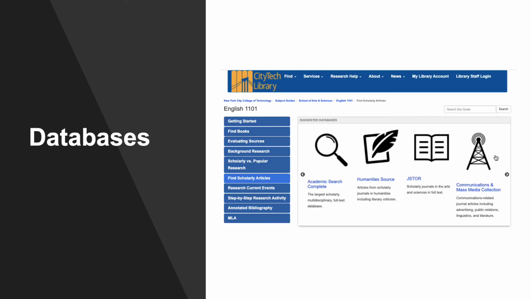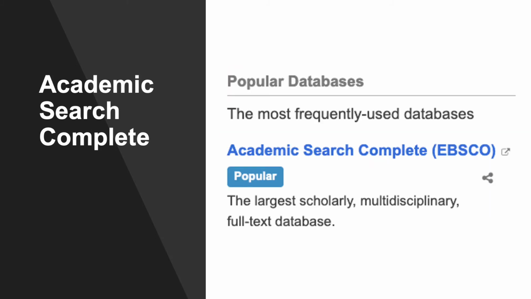Each of the research guides will have an articles section with recommended databases to search for articles in that discipline. City Tech librarians often recommend starting with the most popular database. It's called Academic Search Complete. It can be a great place to start any investigation because it is multidisciplinary.